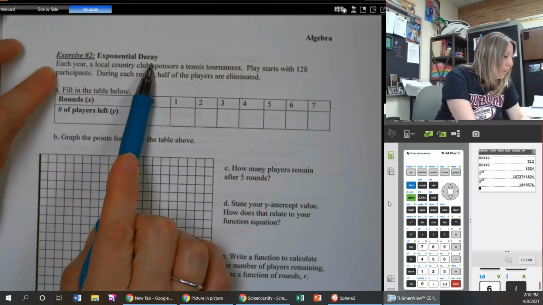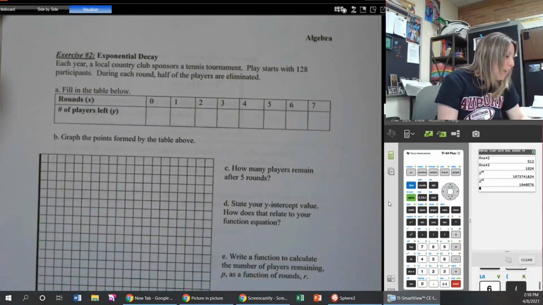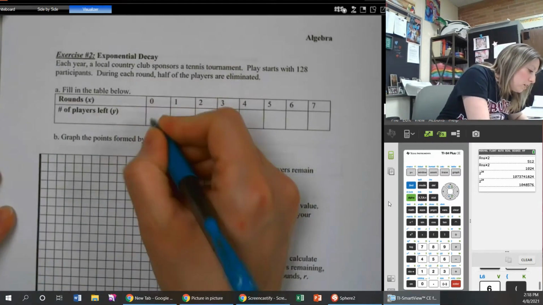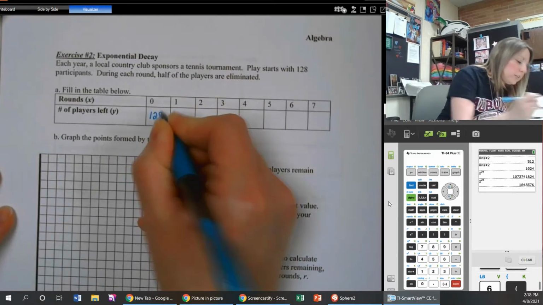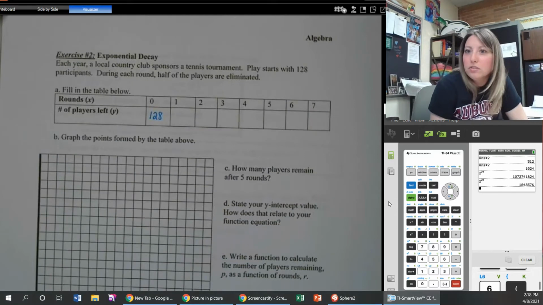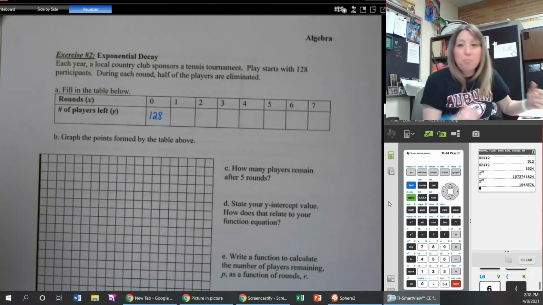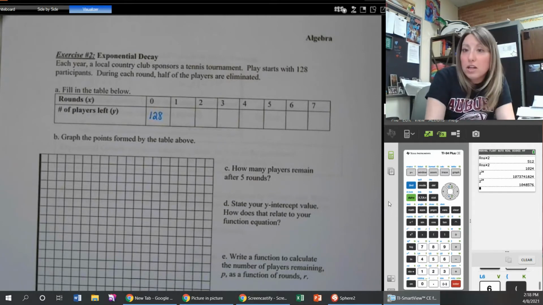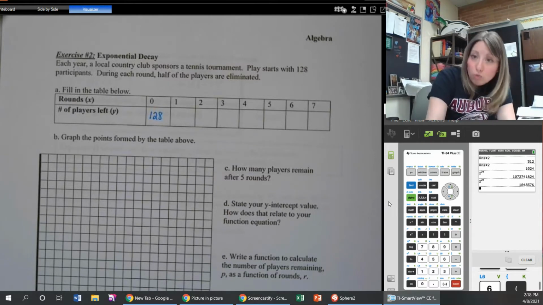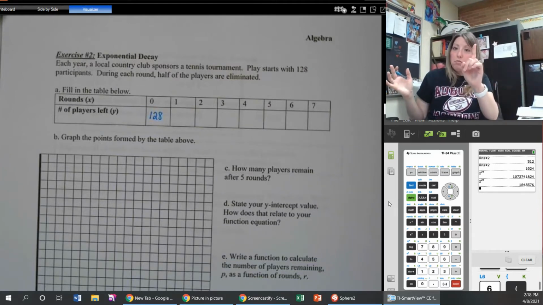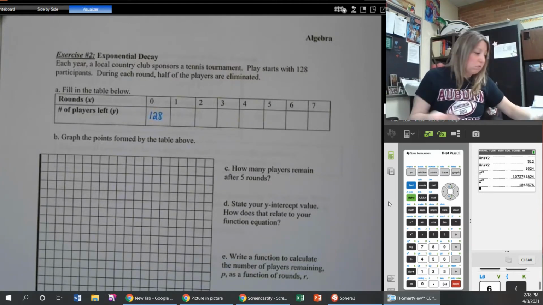All right, decay. Each year, a local country club sponsors a tennis tournament. Play starts with 128 participants. So 128 participants on day 0, round 0. Because it's a single elimination tennis tournament, each round, half the people are gone till there's one champion. That's how a tournament works.